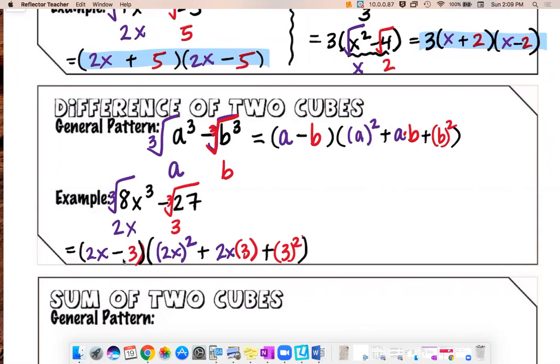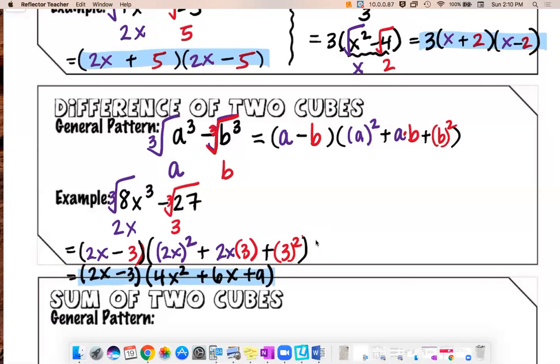Okay, and then you just want to simplify this a little bit more. So this first one stays 2x minus 3. This second parenthesis right here, if I do 2x squared, that's just doing 2x times 2x. So 2x times 2x becomes 4x squared. And then when I multiply 2x times 3, this becomes plus 6x. And then plus 3 squared is 9. And then this is going to be your final factor that you need to get to so that we can eventually take that and solve in the next problem.